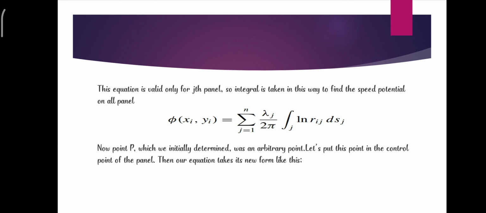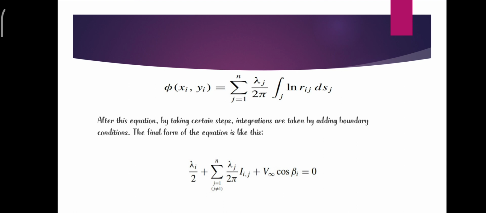Now point P, which we will initially determine, was an arbitrary point. Let us put the point at the control point of the panel in this equation. We can see that both formulas, after taking certain steps of integration, can be completed by adding a boundary condition in the form of the equation like that. Thank you.